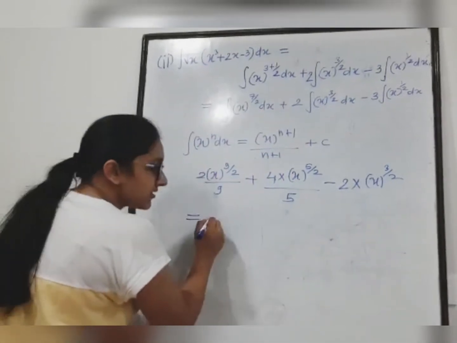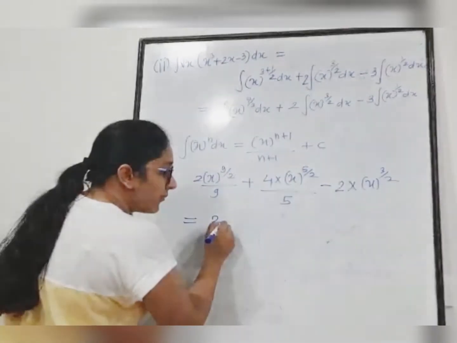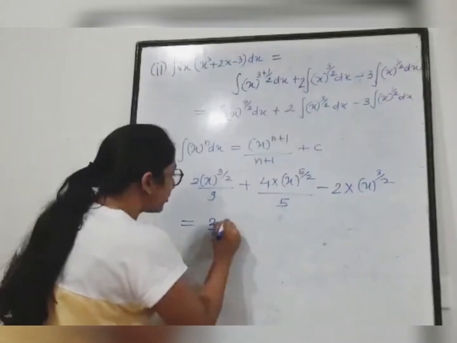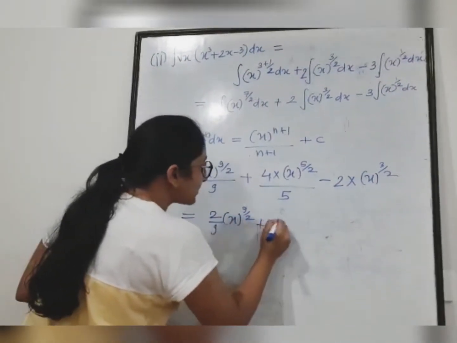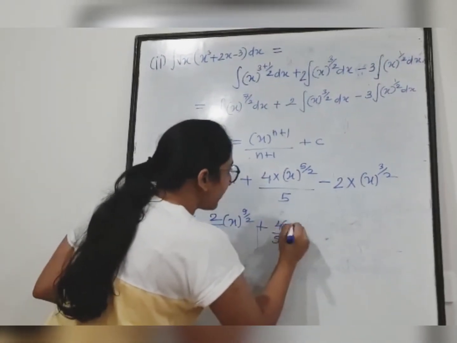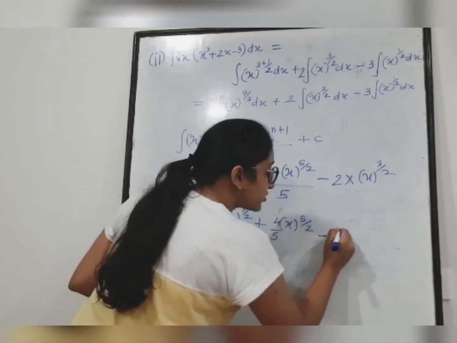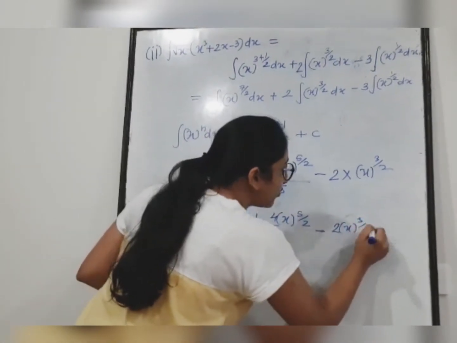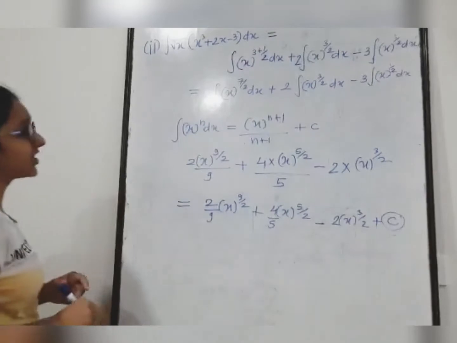So the final answer is 2 by 9 x to the power of 9 by 2 plus 4 by 5 x to the power of 5 by 2 minus 2 x to the power of 3 by 2 plus c, the constant of integration.